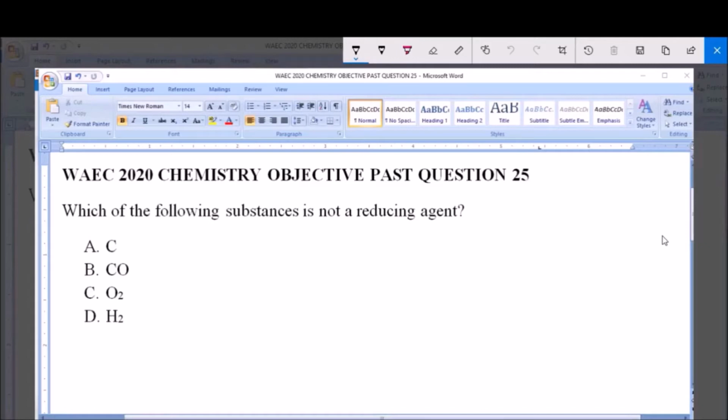Which of the following substances is not a reducing agent? A, carbon, B, carbon monoxide or carbon 2 oxide, C, oxygen, D, hydrogen.